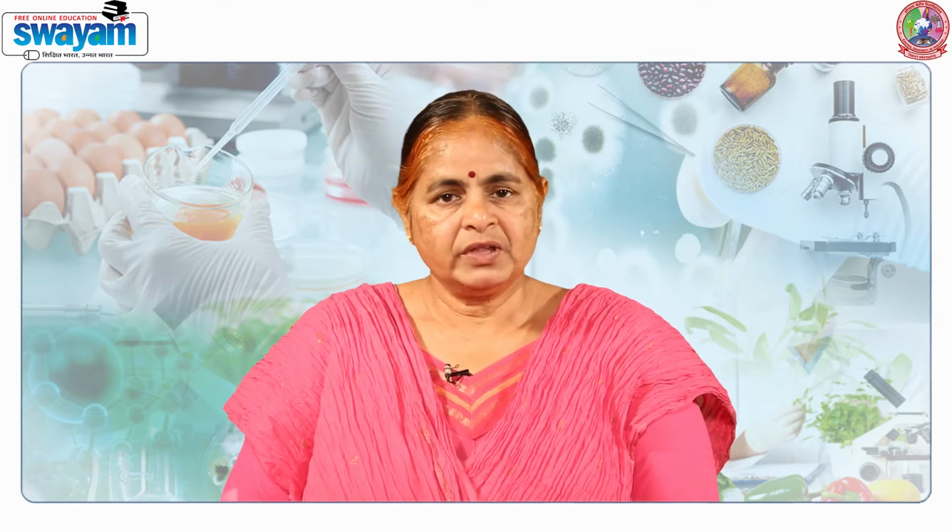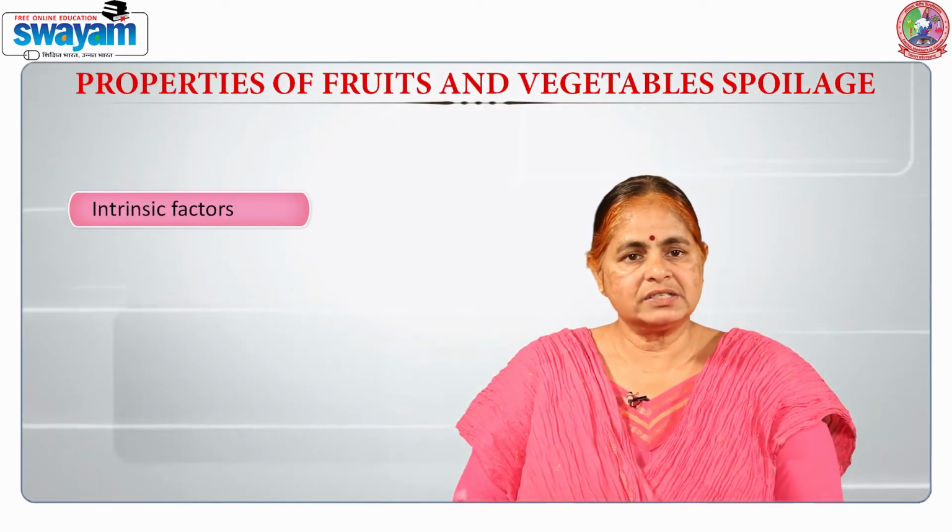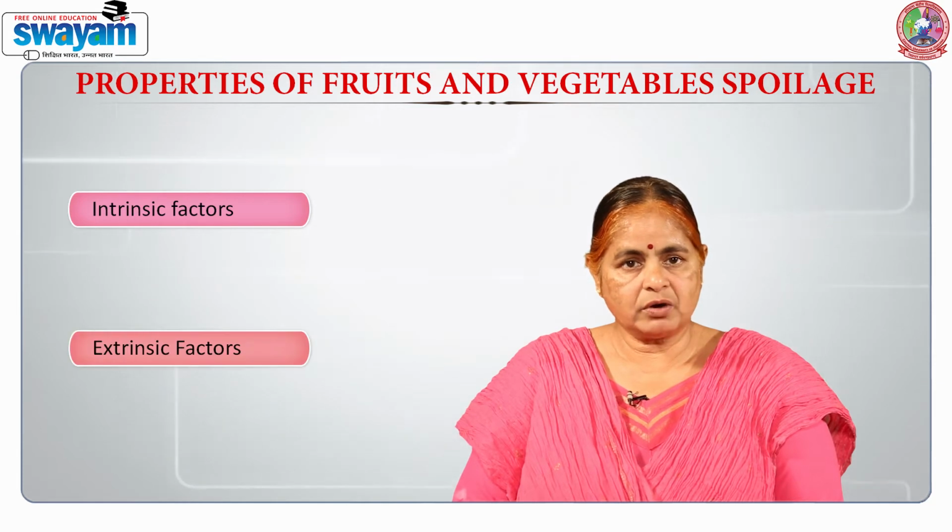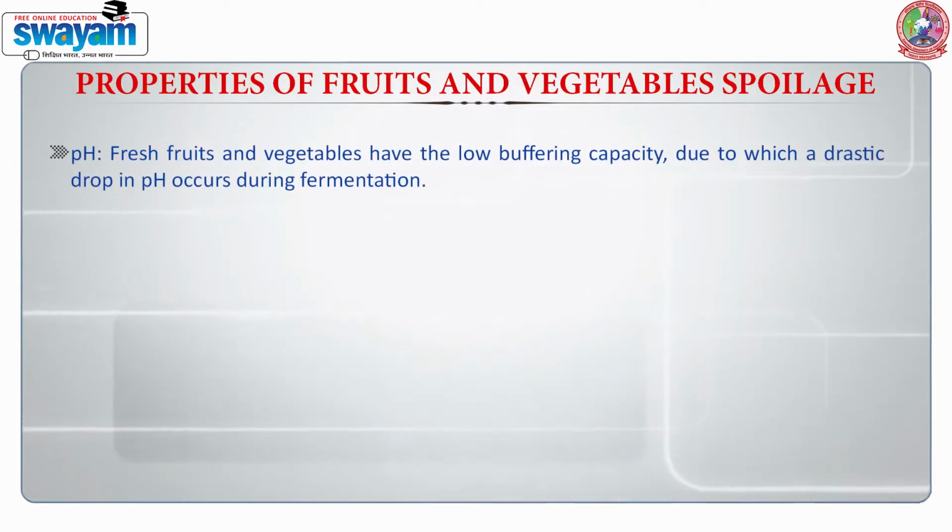There are certain properties of fruits and vegetables which are responsible for their spoilage and these can be categorized into intrinsic factors or extrinsic factors. Now, let us have a look at the intrinsic properties of fruits and vegetables. The first important parameter is the pH. Fresh fruits and vegetables have low buffering capacity, due to which there is a drastic drop in the pH during the fermentation process.